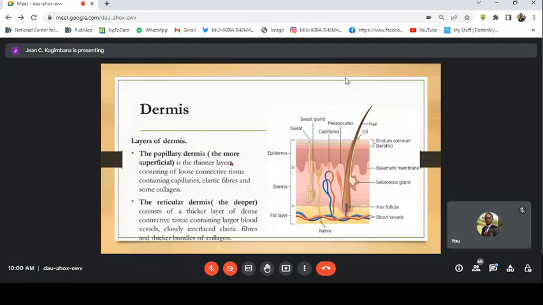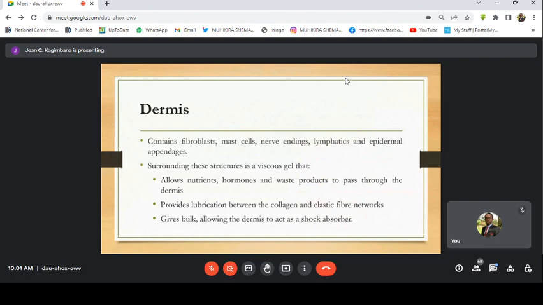Now we have the papillary dermis, the upper layer, and the reticular dermis, the deeper one. We have seen it contains fibroblasts, mast cells, nerve endings, lymphatics, and the epidermal appendages. And surrounding this structure is a viscous gel that allows nutrients, hormones, and waste products to pass through the dermis, providing lubrication and allowing the dermis to act as a shock absorber from the outside environment.